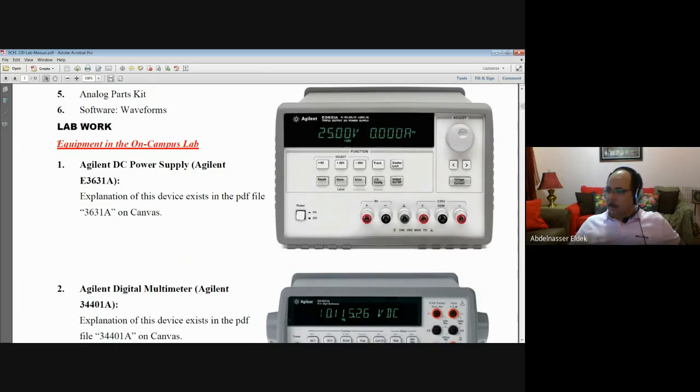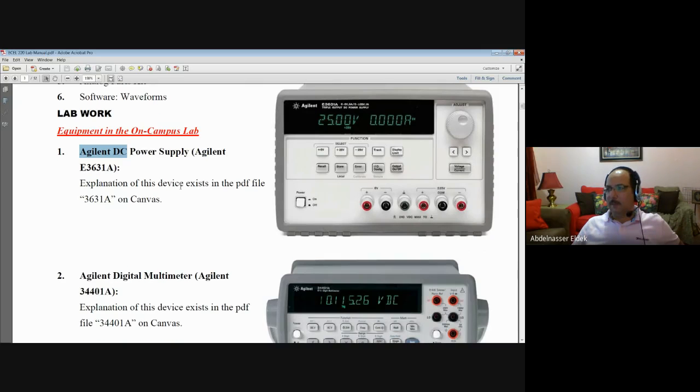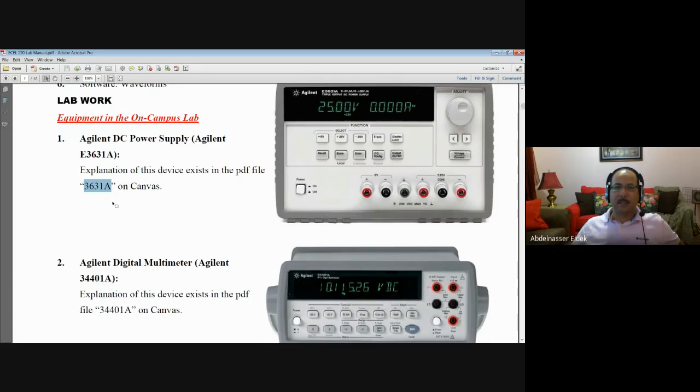The first part here, sorry, is equipment on campus. For example, we have something called the Agilent DC power supply. This is a device called the DC power supply, and there will be some explanation for this device in this file. You will find it on Canvas. This is just a device that will be used to, for example, generate DC voltage or DC current, and this is up to 25 volt. If you see here, this is 25 volt. This one is 6 volt. So you may use it to generate up to 6 volt or up to 25 volt.